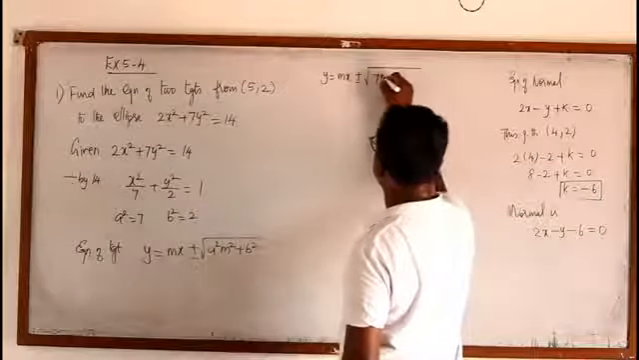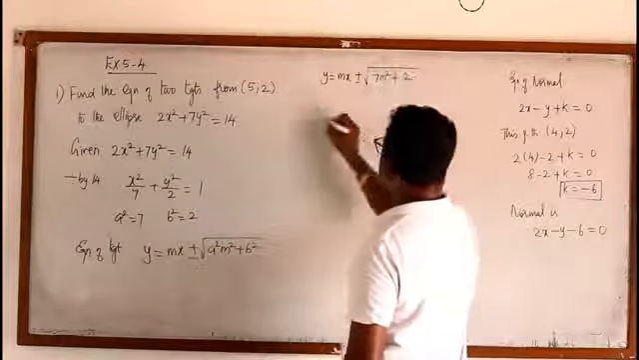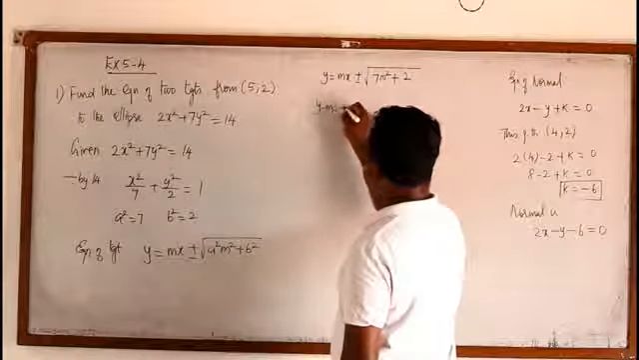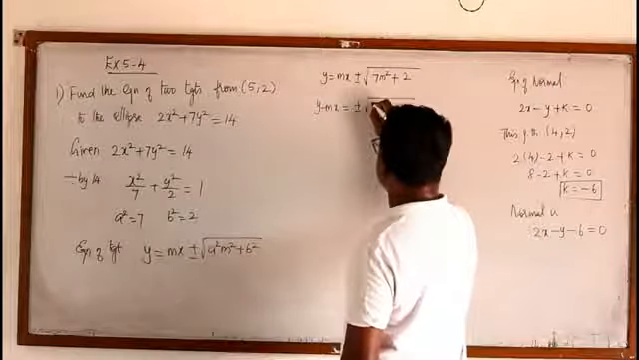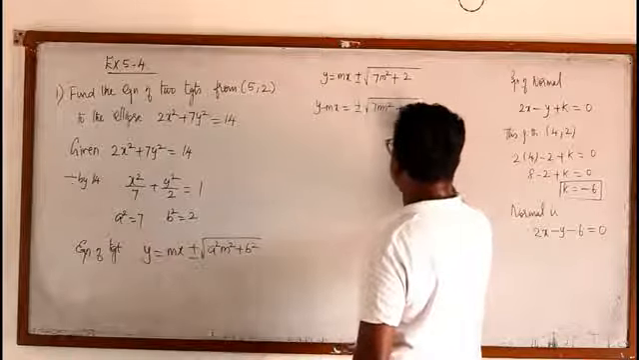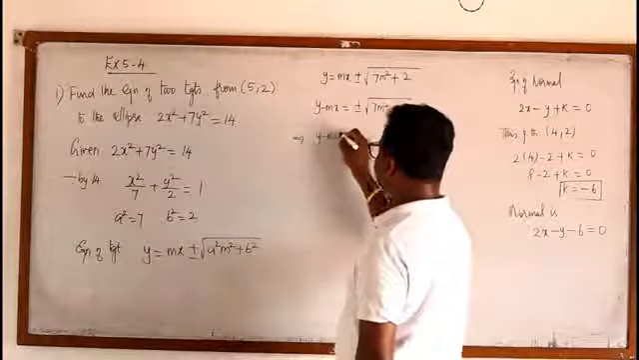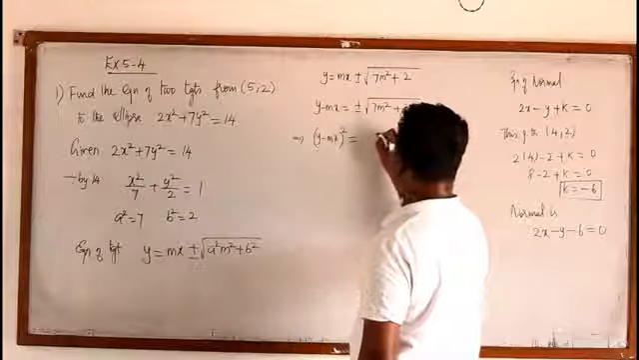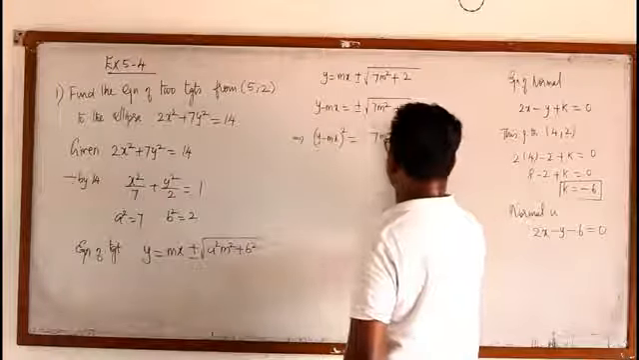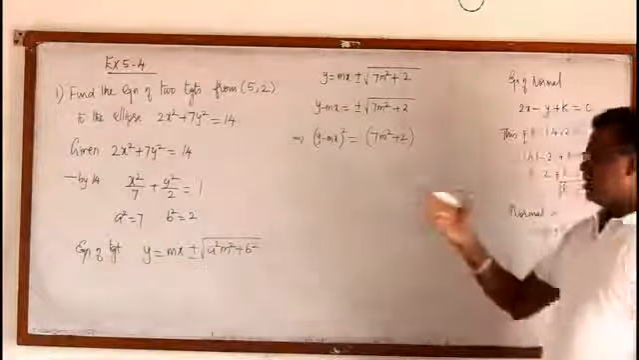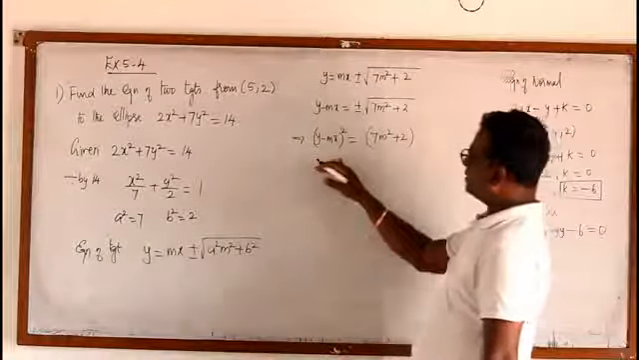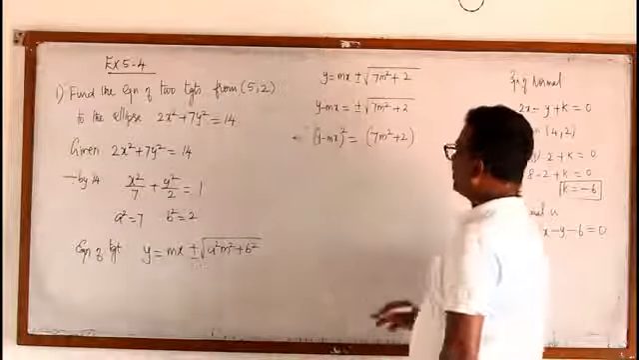So y = mx ± √(7m² + 2). Shall we write this one as y - mx = ±√(7m² + 2)? When I square, this becomes (y - mx)² = 7m² + 2, and the plus or minus root will disappear. Now, before expanding this, shall I substitute this point (5, 2)?